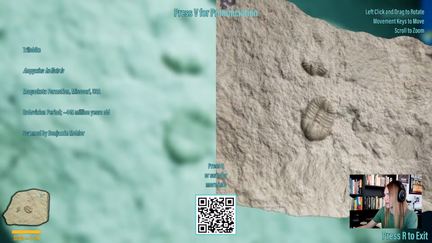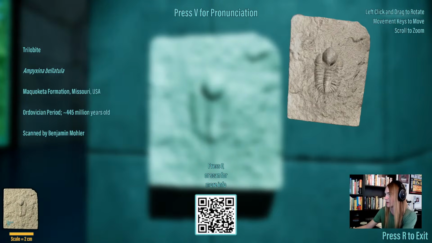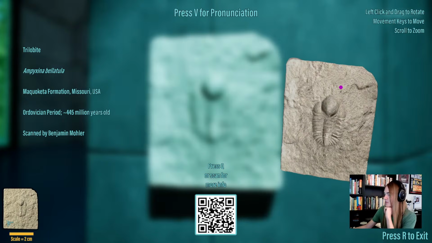So trilobites have kind of 3 major parts. I think this one is probably one of the best examples. There's the cephalon, which makes up the head portion, and the thorax in the middle.